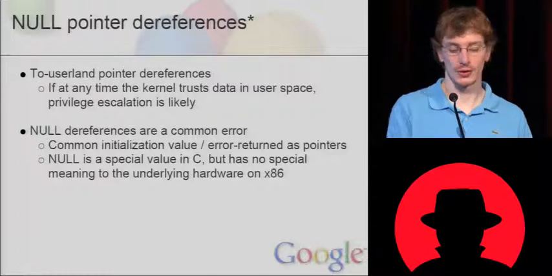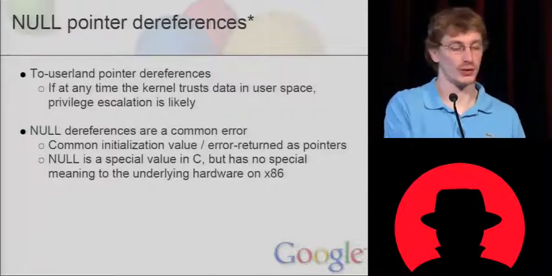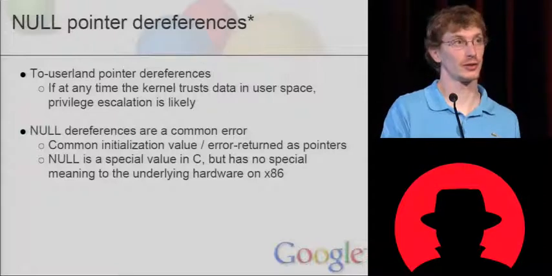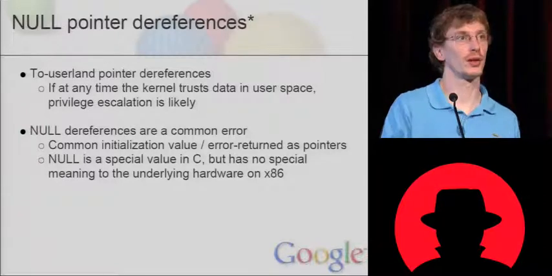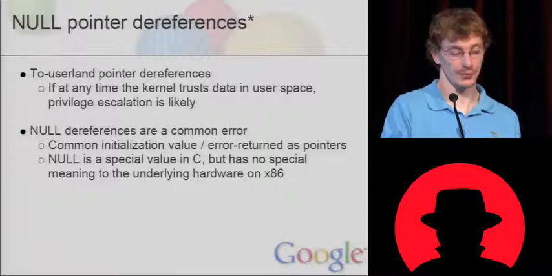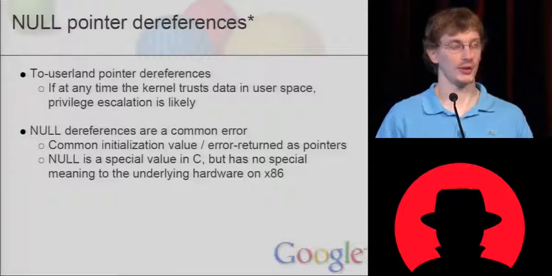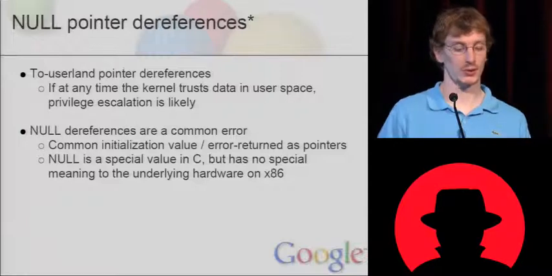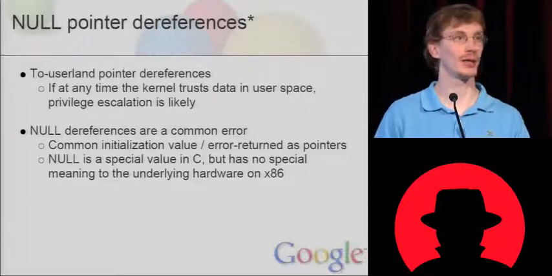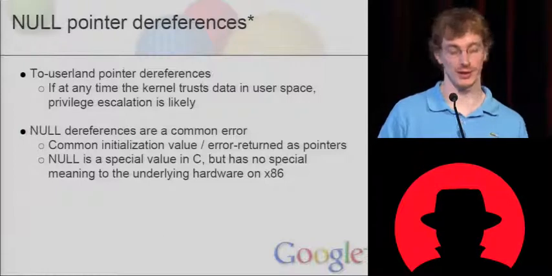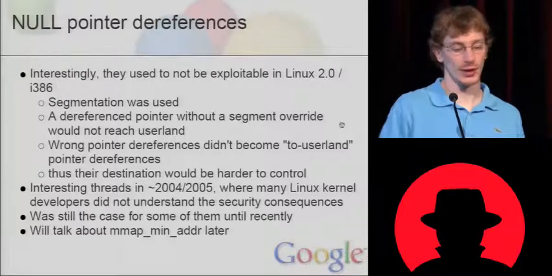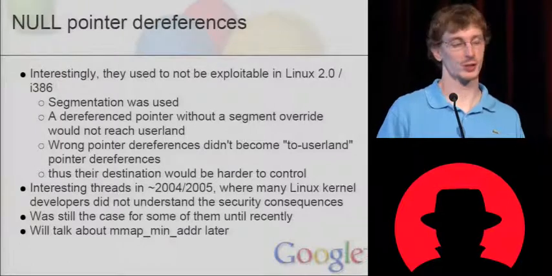So of course, the reason why most people call this null pointer dereferences is because null is a very common value. Since it's a common initialization value for pointers, it's also a common error code returned as a pointer. And it's a special value in C. And so some people just expect it to be special to the underlying hardware, but it's absolutely not the case on x86. And very interestingly, they used to not be exploitable.